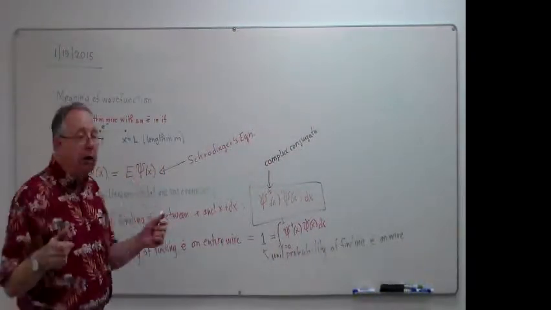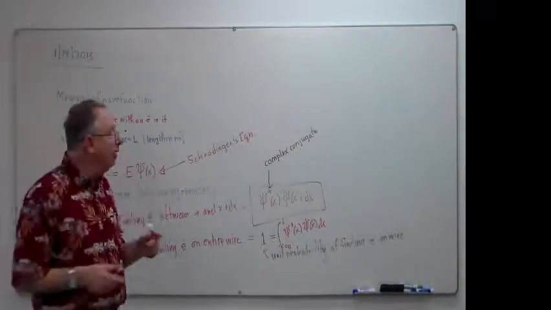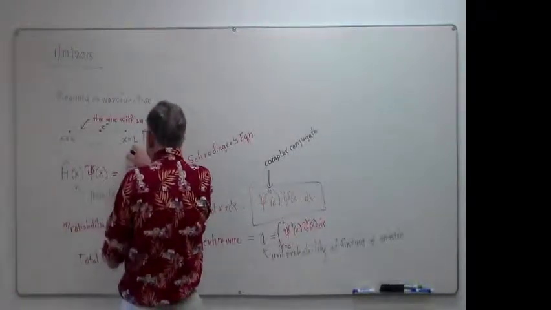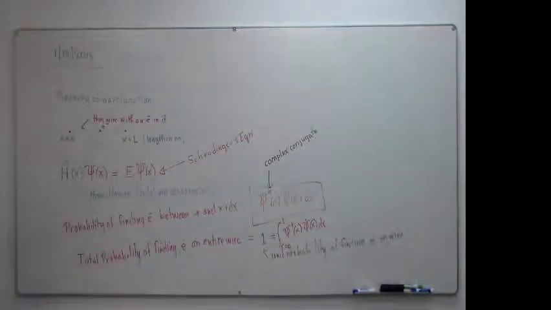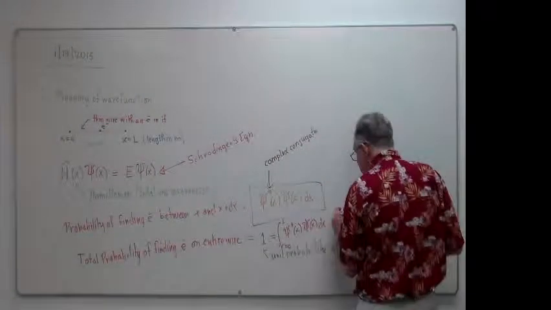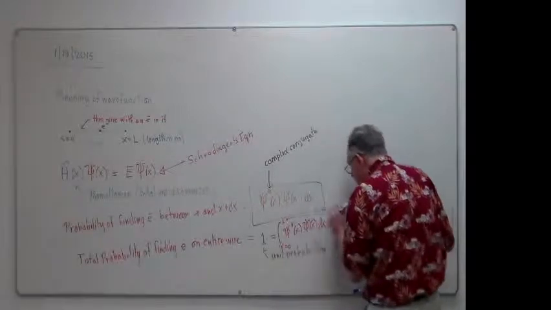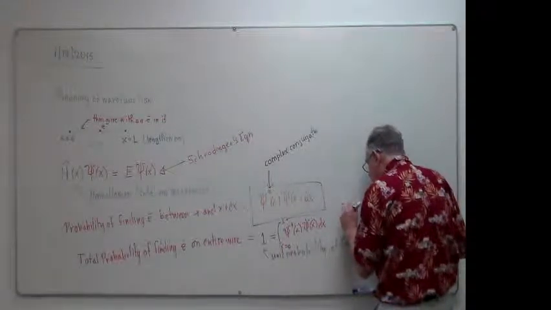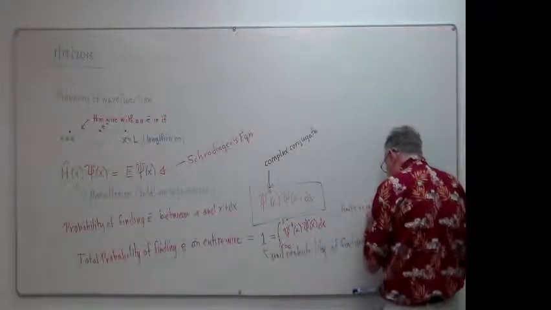And by the way, the wire could be infinite in length, couldn't it? It doesn't have to stop at a finite L. This length could actually go out to infinity. We can have an infinite long wire. So let's just make a note. Could be finite or infinite.